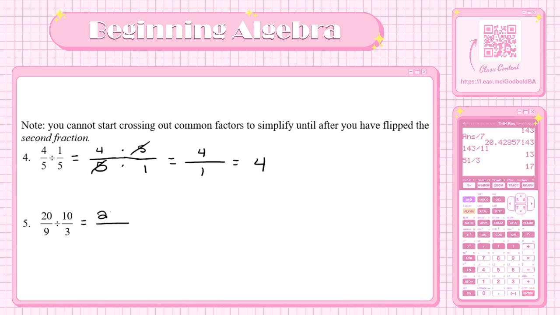Okay, 20 over 9 times, let's flip this fraction. So I get 3 over 10. 20 is 2 times 10. 3 I'm just going to leave alone because it's a prime number. 9 is 3 times 3, and 10 I'm not going to do anything with because I can already go boom, boom, boom, boom. 2 over 3.